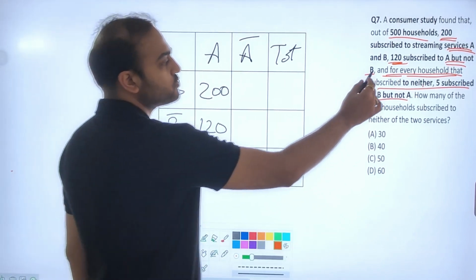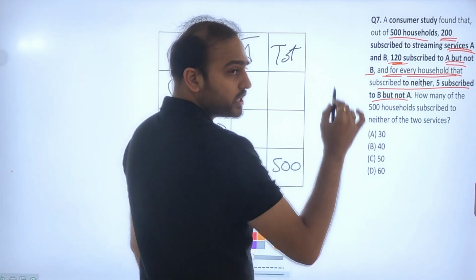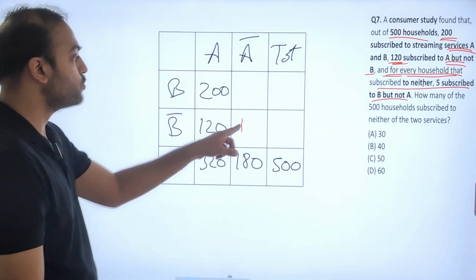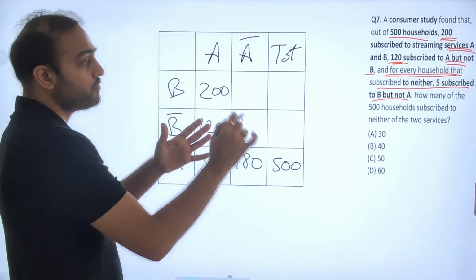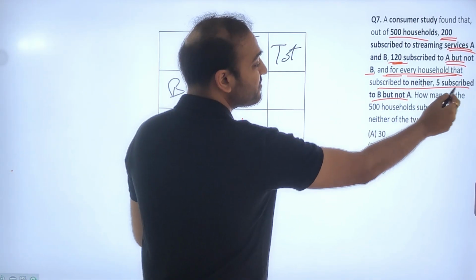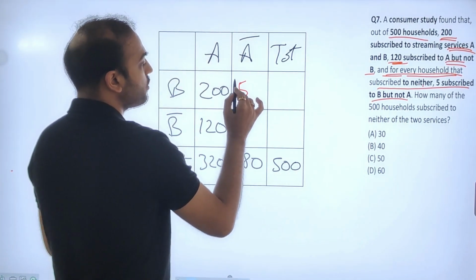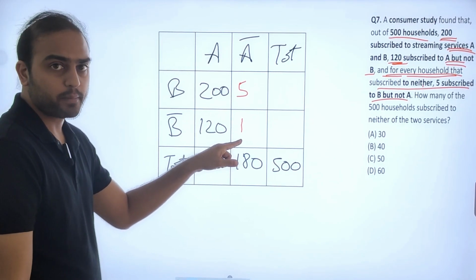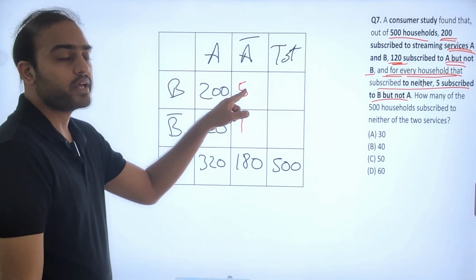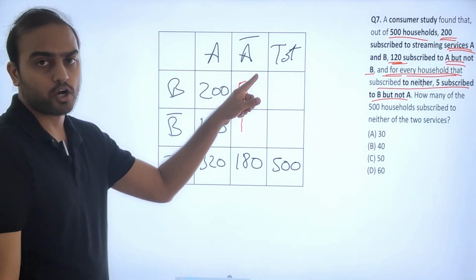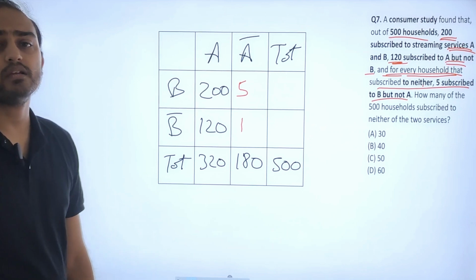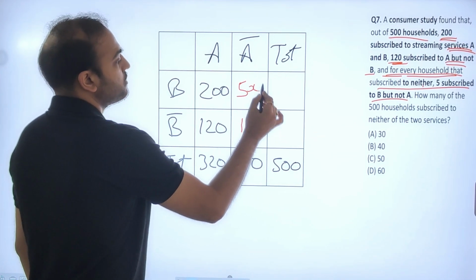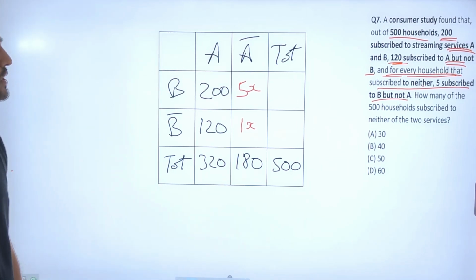For every household that subscribes to neither. If you have one person subscribing to neither, for that one person you have 5 who subscribe to B but not A. So for one person who does not subscribe to any, there are 5 people who will subscribe to B but not A. But again, I don't know how many subscribe to neither. So let that be X. So B but not A becomes 5X.